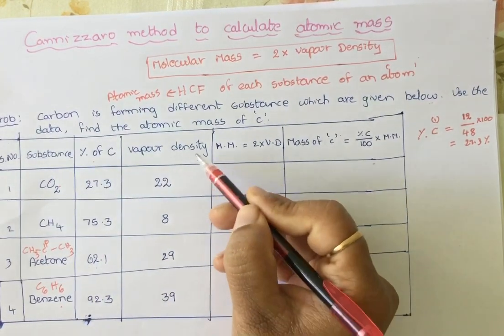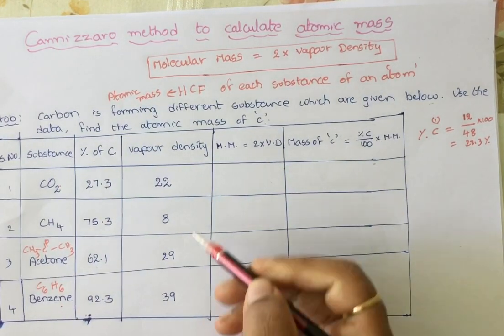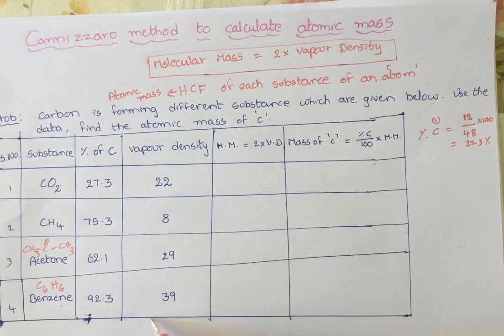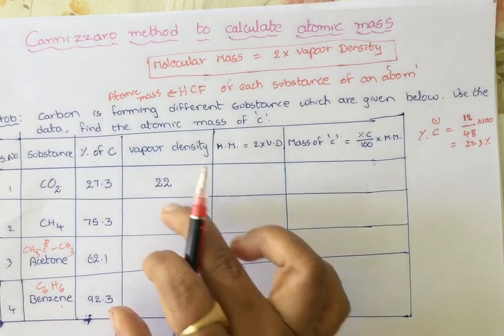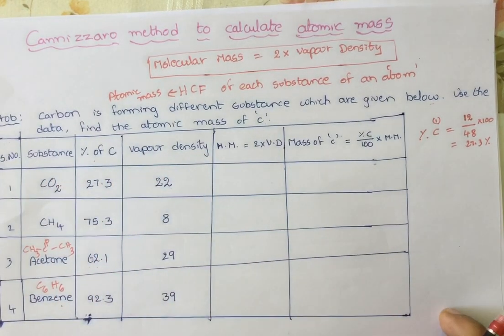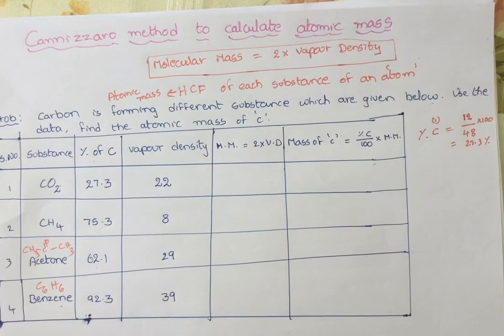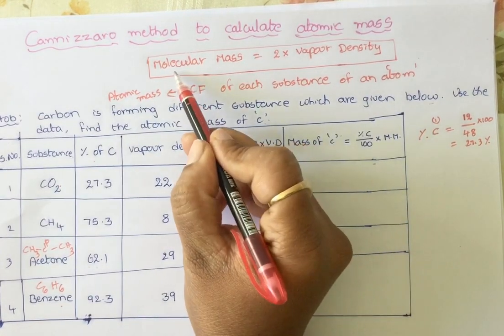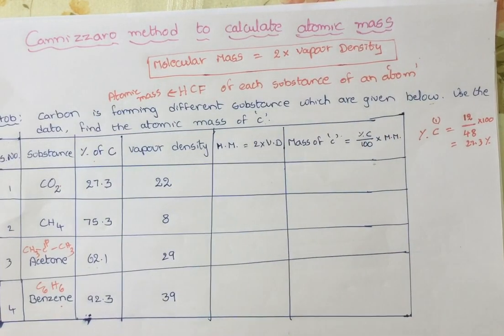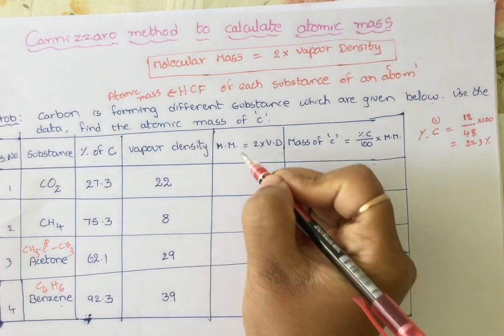What else have they given in the problem? Compulsorily they have to give vapor density. So the vapor density of carbon dioxide is 22, methane 8, acetone 29, benzene 39. Then using this data, how do we find the atomic mass of carbon using the Cannizzaro method? According to the Cannizzaro method, molecular mass of a substance is equal to 2 times its vapor density. What is vapor density? The density of a gas compared to hydrogen at STP, standard temperature and pressure, is called its vapor density. Now we have the formula for that.